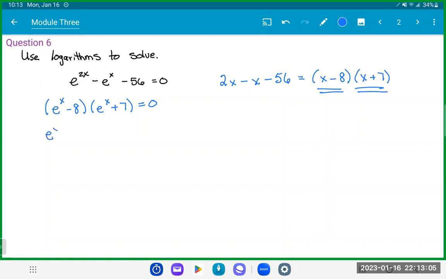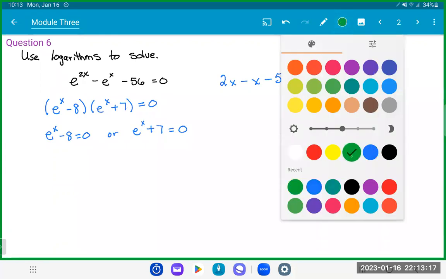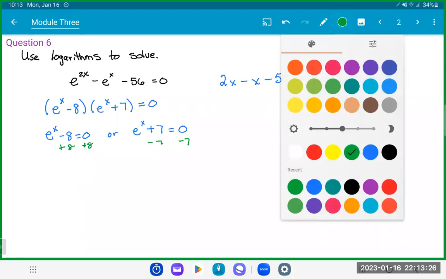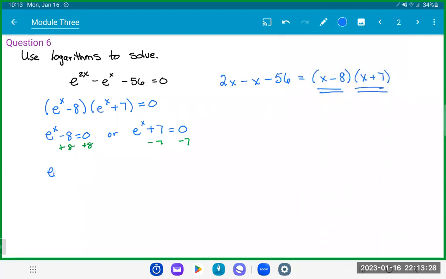So I know that e to the x minus 8 is equal to 0, or e to the x plus 7 is equal to 0, okay? So I can add 8 to both sides here, and I can subtract 7 from both sides on the other one, so that we're really just getting e to the x is equal to 8, or e to the x is equal to negative 7, okay?